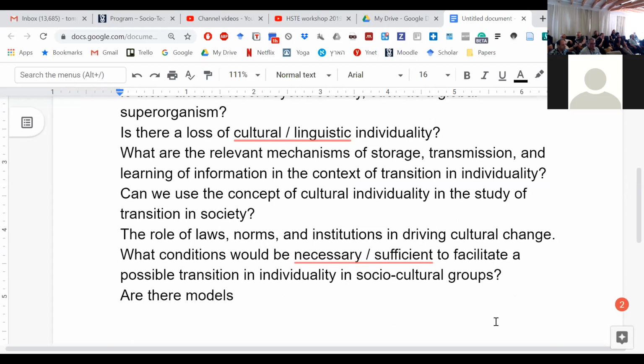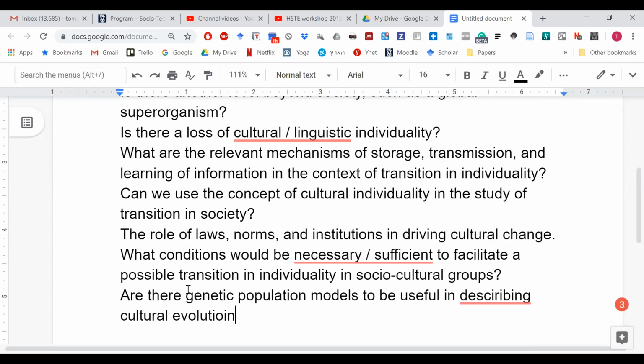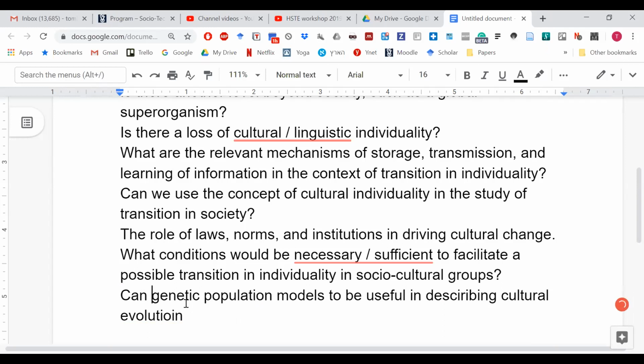New synthesis model, what is it? Genetic population model. The best way to think about transition and cultural transitions in here. Any more? One class of additional models, I would say, epidemiology, which can combine with it.